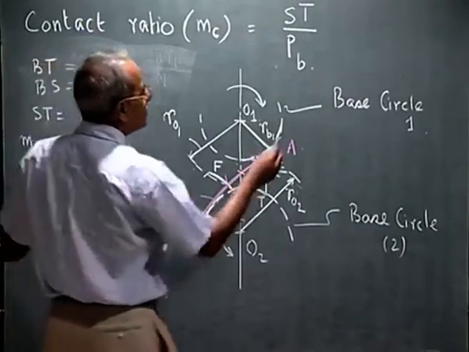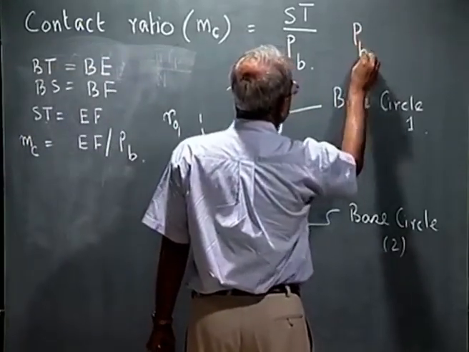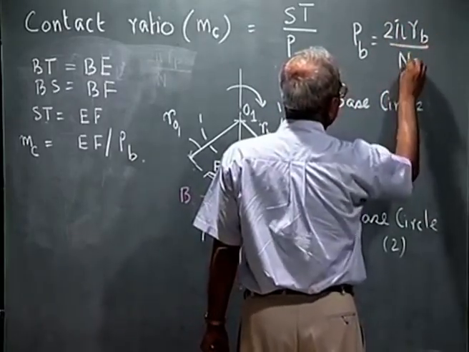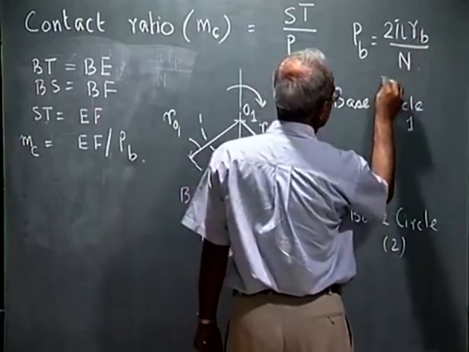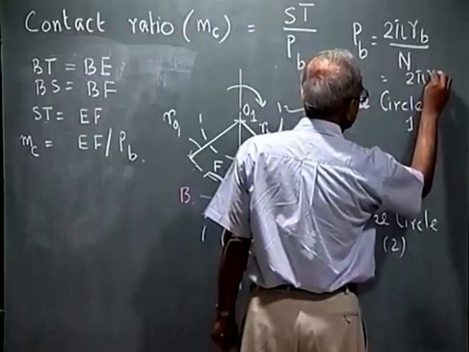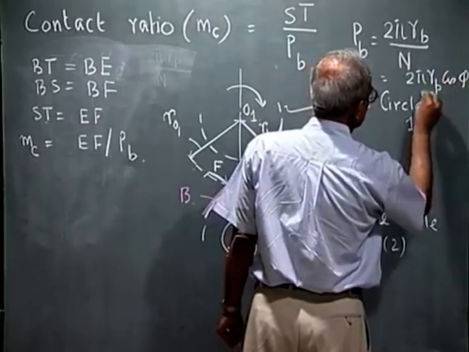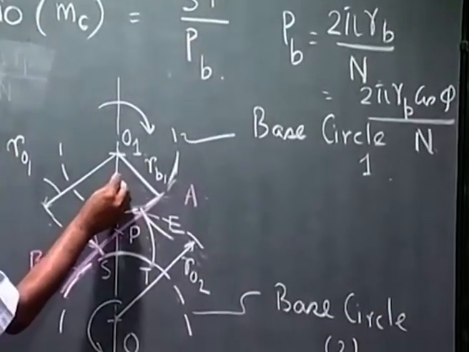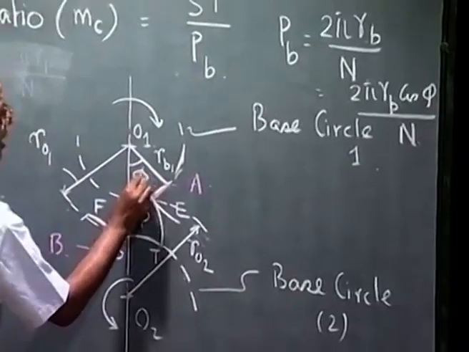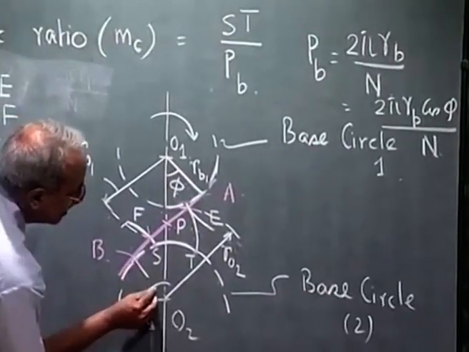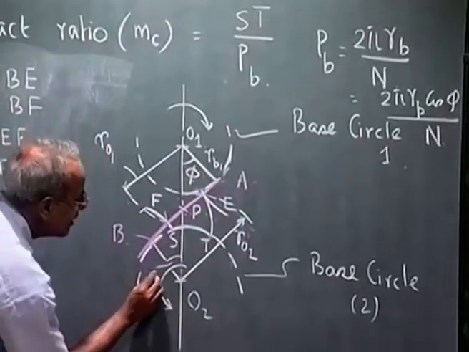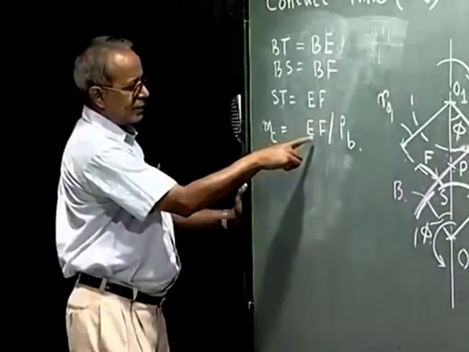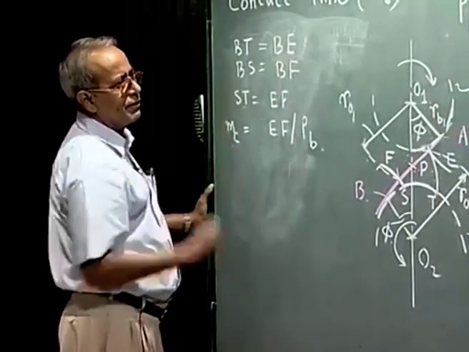The expression of PB we have already written. PB is the base pitch, 2 pi RB by N, where N is the number of teeth and RB is the base circle radius, which is the same as 2 pi pitch circle radius cos phi, where phi is the operating pressure angle, that is this angle, and also this angle. So, we have got the expression of MC in terms of EF by PB. PB is given by that expression.